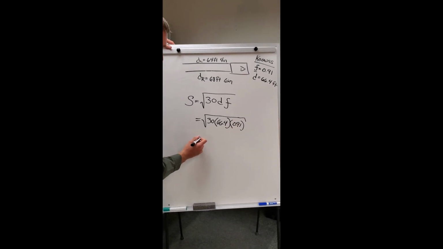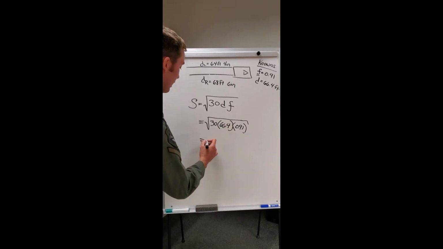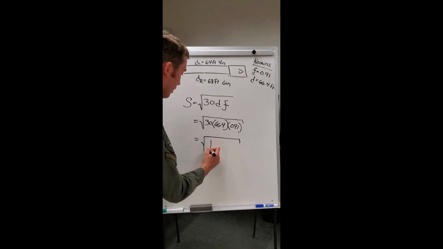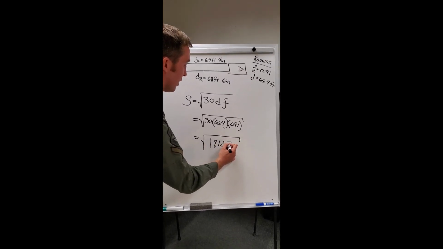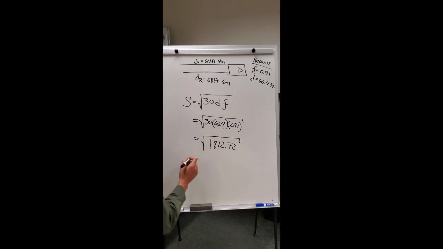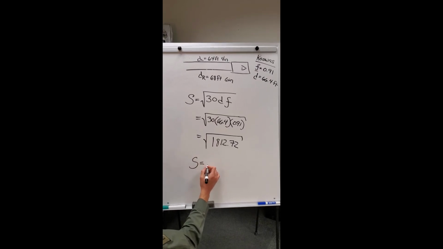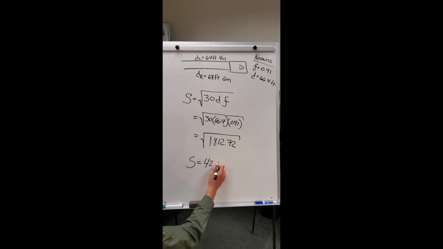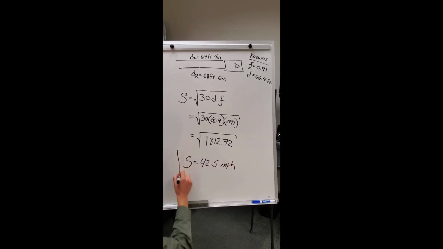We multiply 30 times 66.4 times 0.91. We're going to take the square root of 1,812.72. We're going to take the square root of that value, and the minimum speed that the vehicle was traveling was 42.5 miles per hour.